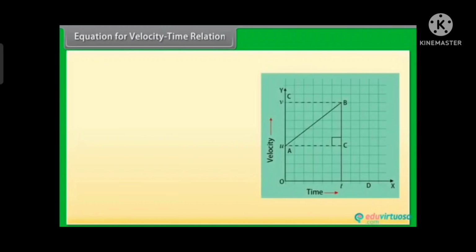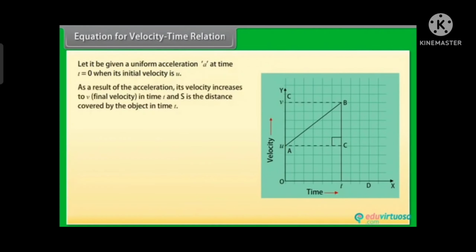Consider an object moving with a uniform velocity u in a straight line. Let it be given a uniform acceleration a at time t equal to 0, when its initial velocity is u. As a result of the acceleration, its velocity increases to v, the final velocity, in time t, and s is the distance covered by the object in time t. The figure shows the velocity-time graph of the motion of the object.